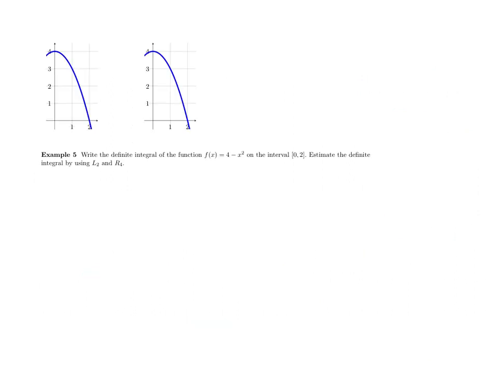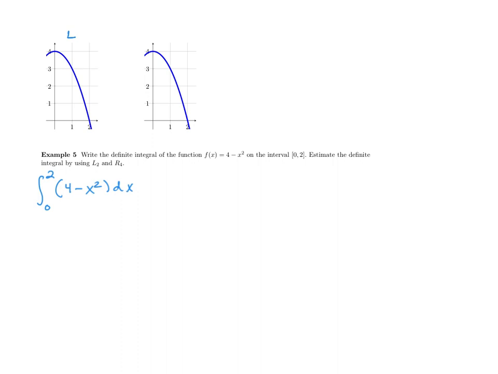In example 5, let's practice this idea just with a slightly different function. So here I have f of x is equal to 4 minus x squared. And I want to estimate the definite integral. That means I'd like to estimate this thing. So that was the function 4 minus x squared on the interval from 0 to 2. I want to estimate it using L sub 2 and R sub 4.